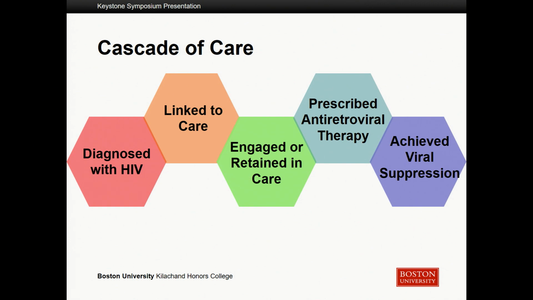And then your fourth hexagon is that you are prescribed antiretroviral therapy. You're prescribed drugs that will help you achieve viral suppression, which is your last hexagon. Achieving viral suppression essentially means that you are below the threshold at which you are at risk for transmitting HIV to other people. In this context, that is 1,000 copies of virus per milliliter.